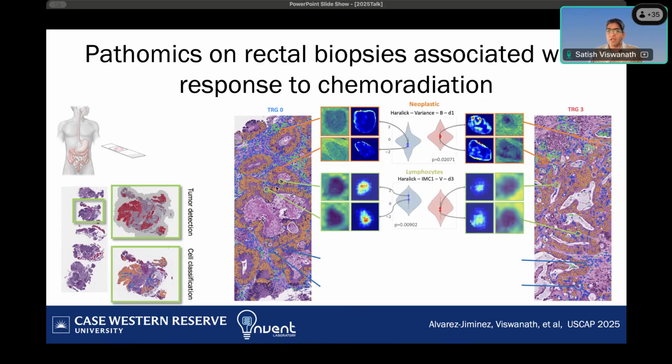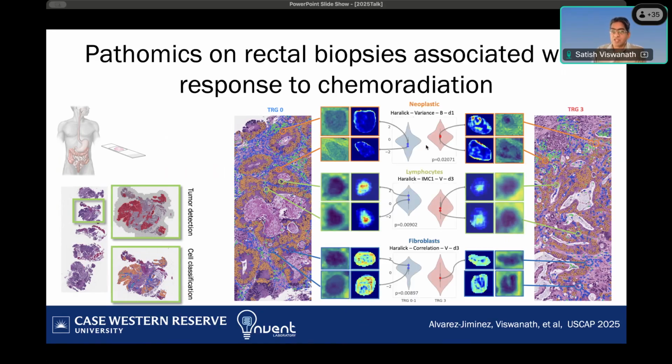So, for example, if we looked at the neoplastic cells, which are the tumor cells, we see very different signatures. You can see a lot more heterogeneity here. Whereas in lymphocytes, the immune response, we can see, again, a lot more heterogeneity in the context of responders. And then, of course, fibroblasts, or the surrounding connective tissue, also show differences based on the degree of response.